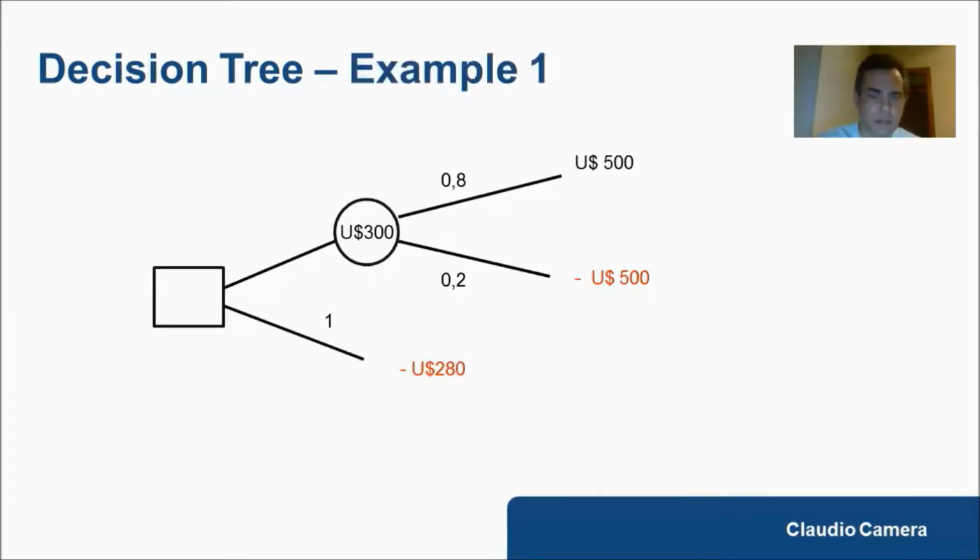Let's see this. In the second example, we just switch the probabilities of you winning and losing the $500. In the first outcome here, you have $500 positive, you win $500, but with an associated probability of 20%.